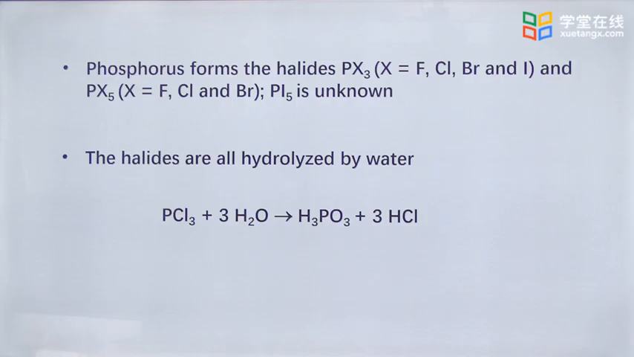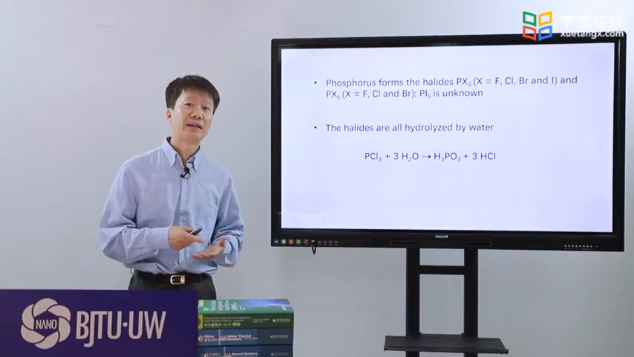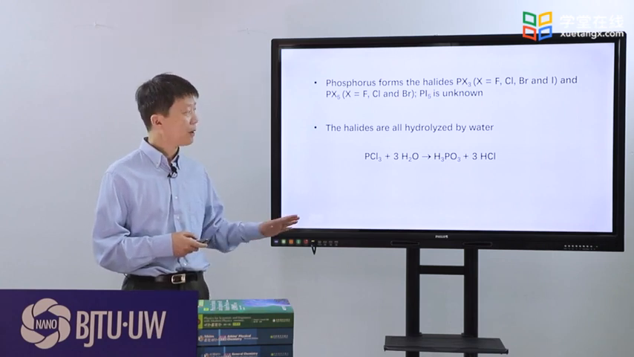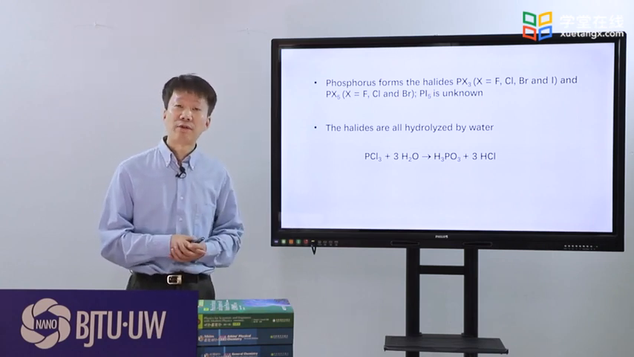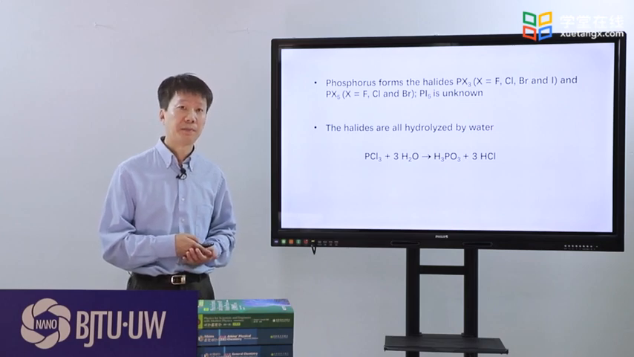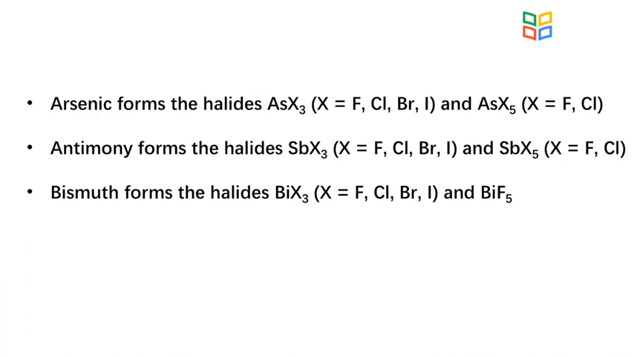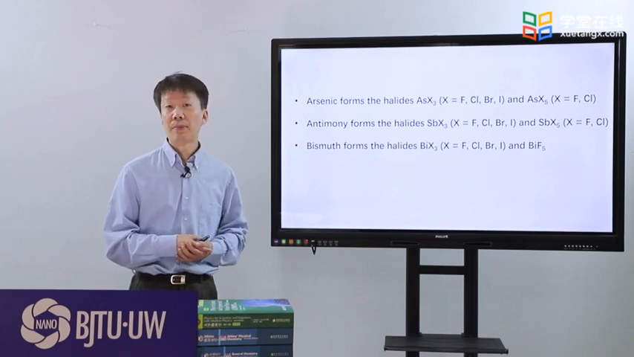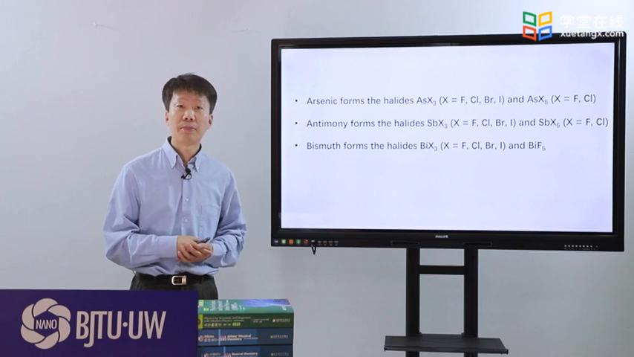Phosphorus forms the trihalides and pentahalides, but phosphorus pentaiodide is unknown until now. The halides are all hydrolyzed by water. See the equation, for example. Although the trifluoride reacts slowly, arsenic and antimony also form the trihalides and the pentahalides. The trihalides of bismuth are all well characterized, a kind of Lewis acid, but bismuth pentafluoride is the only pentahalide known.